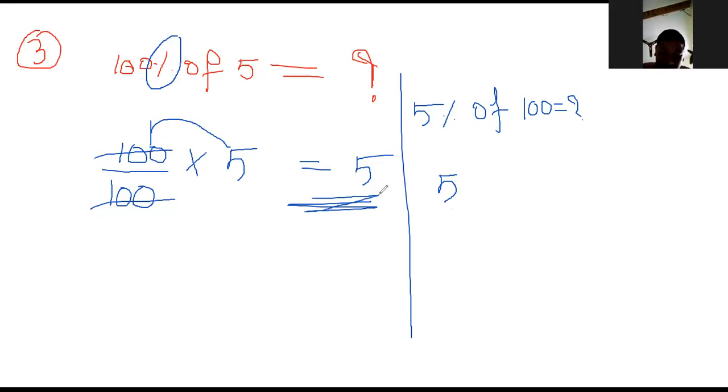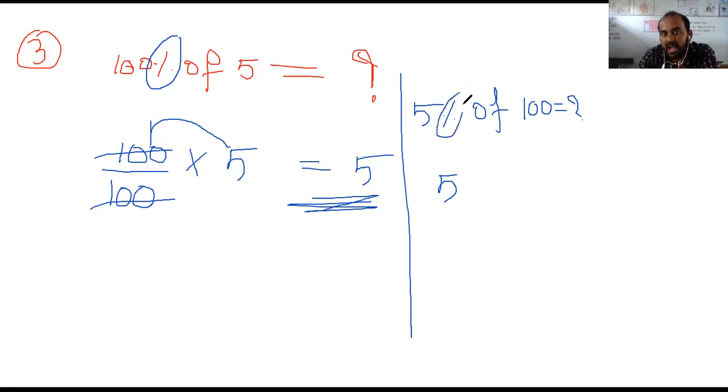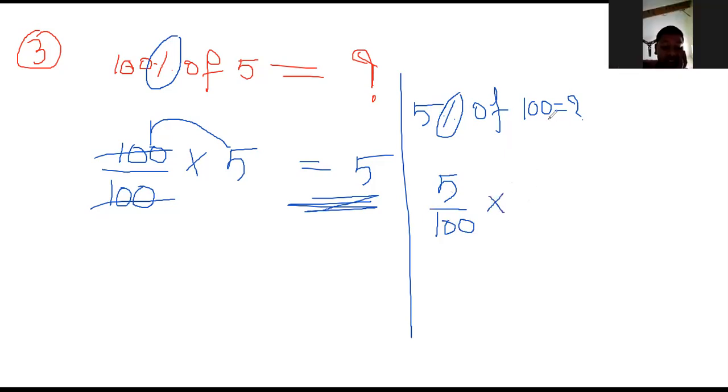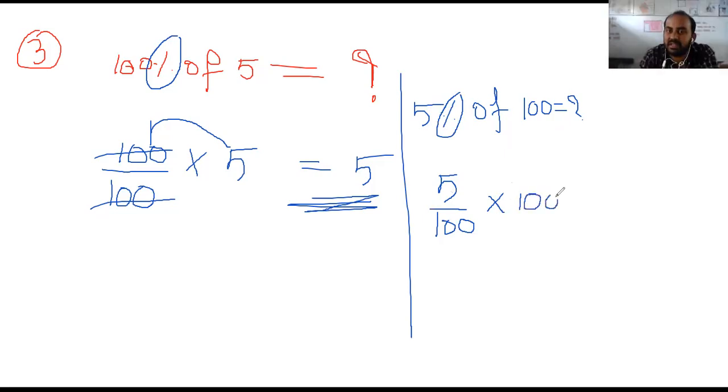Wrong. I don't know what you guys are doing. Here 5 is there, I copied here 5. Here the percentage symbol is there. I have to remove this percentage. What to do? By 100. Instead of of, what to write? Into. 100 is there. Sir, do it in the division method, sir. You can do any method. Here simply 5 into 100, denominator 100, numerator 100, cancel, answer is 5.